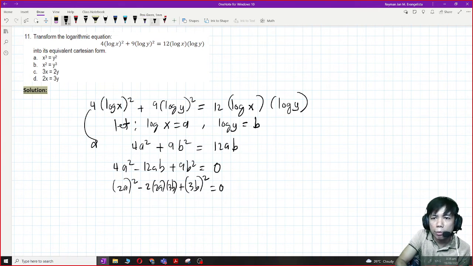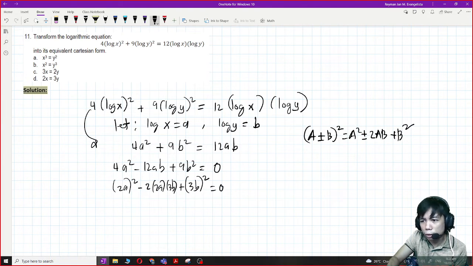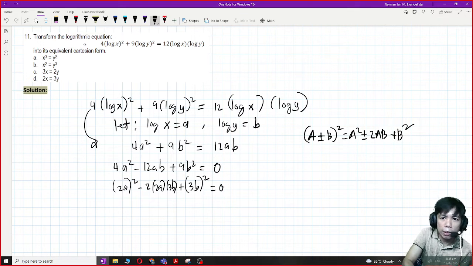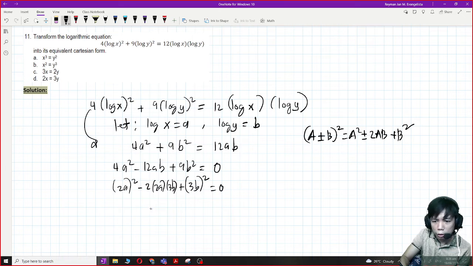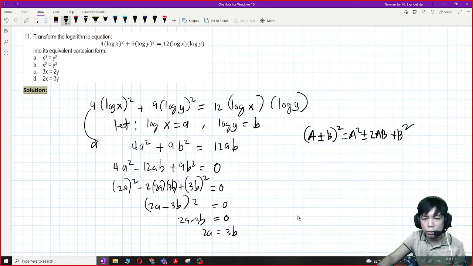Remember, guys, when we have a plus or minus b, squared, that is the same as a squared, plus or minus 2ab, plus b squared. So the factor form is 2a minus 3b, since it is minus, squared equal to 0. Then 2a minus 3b is equal to 0, or 2a is equal to 3b. So this is the simplified form.